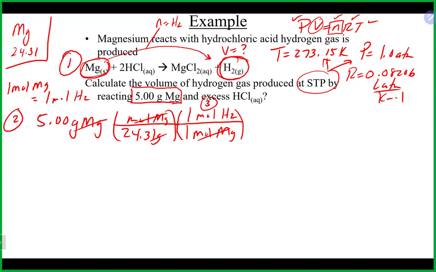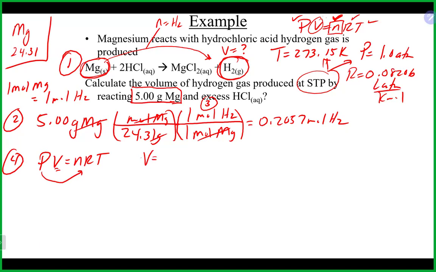So that's going to get us here 5 divided by 24.31, and we'll get 0.2057 moles of hydrogen. So we now have the moles of hydrogen that we're missing using our stoichiometry. So really our last step here is we're going to use the ideal gas law. And in this case, we're going to solve for V, which means we're going to send P to the other side and divide by it. And V would equal nRT divided by P.